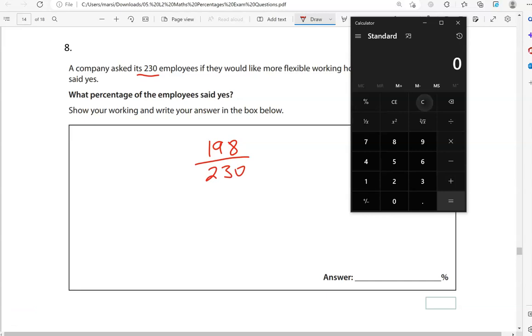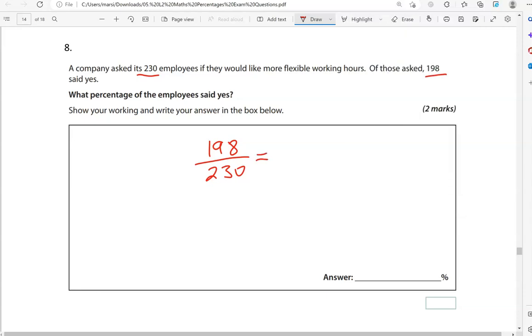we know that that fraction line means division, so 198 divided by 230 gives us 0.8608, and so on, and that is 86%.